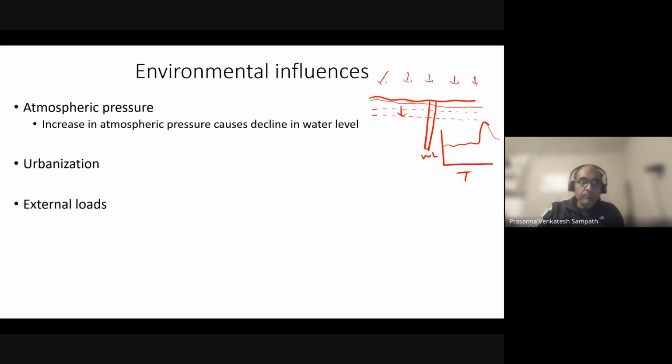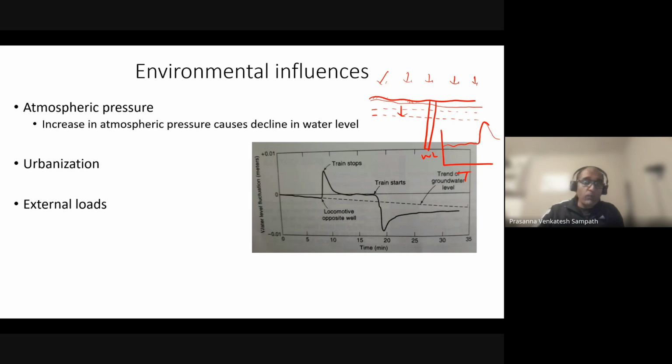Okay, external loads. Now this is very interesting. I'm going to show a picture of what happens when a train comes and stops at a particular point, and the impact of the train coming, stopping and starting actually plays a role in affecting the water levels in the wells nearby. Again, it's not that the water level is actually rising. It is connected back to this pressure.